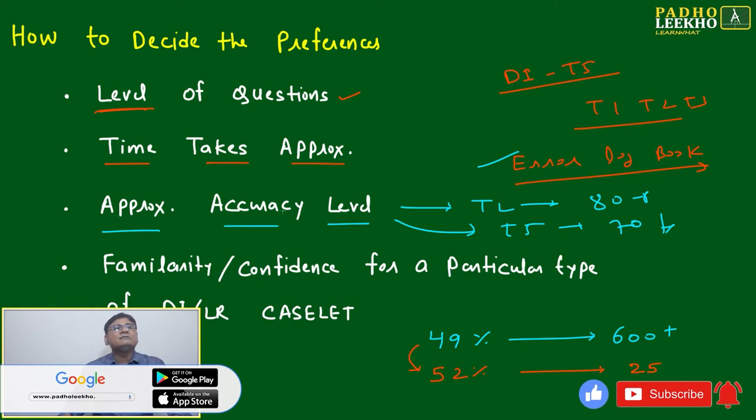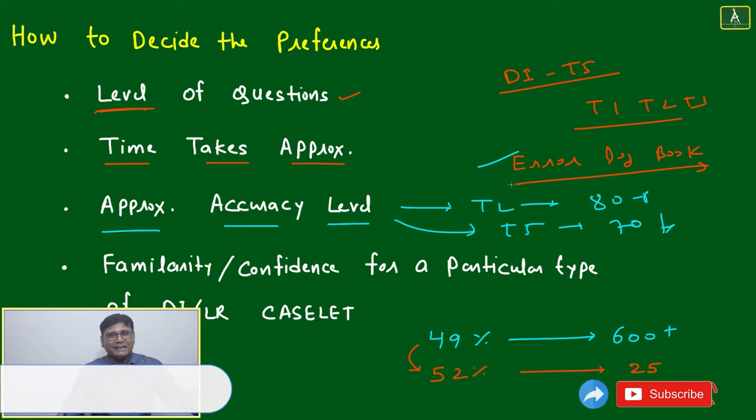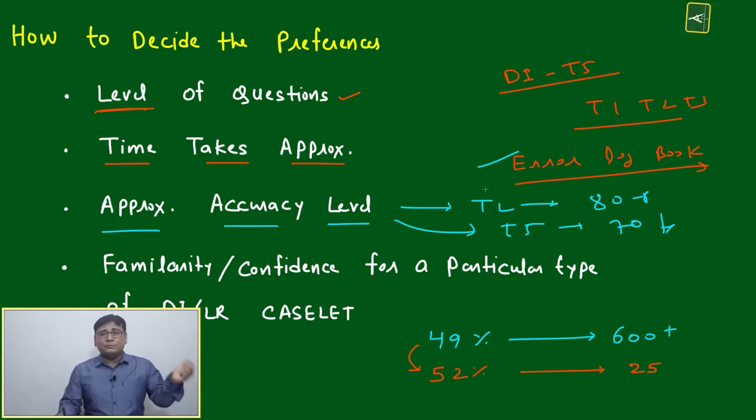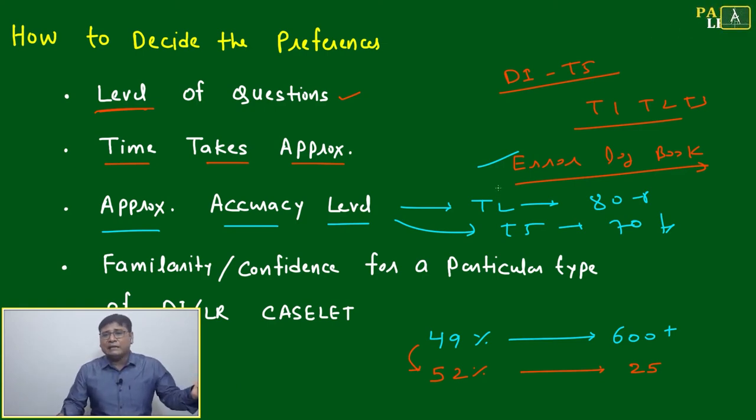These are small things. Spending 3 to 5 minutes looks like, forget it, what will come of this, I have to solve it. That is correct. But without planning and with planning, it will make a difference. Then you must analyze the approximate accuracy level.